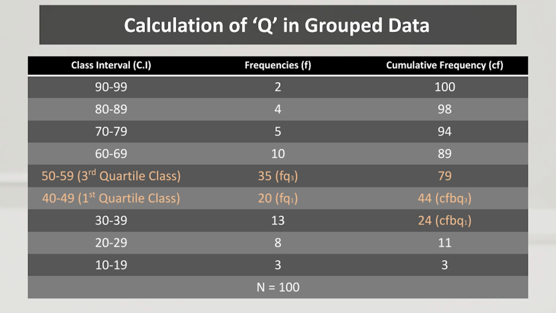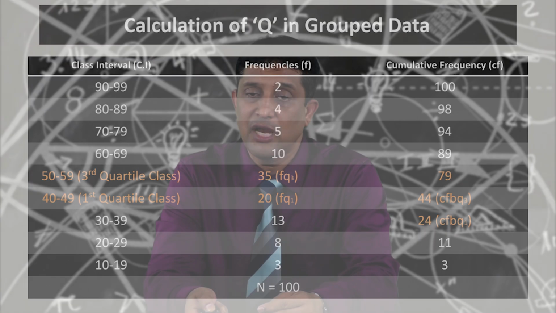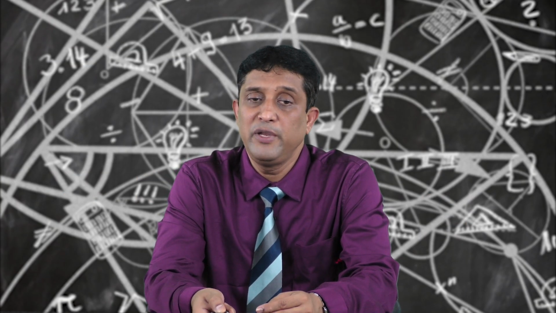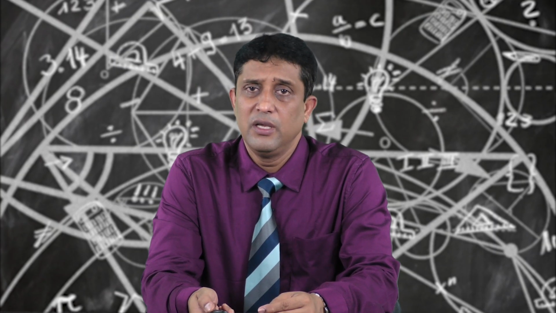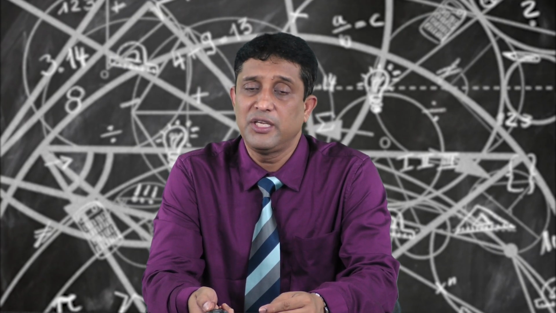So how have we calculated the cumulative frequency? From the lowest class interval, the frequency of the lowest class 10 to 19 is 3, and the calculation of cumulative frequency will start from here. So the cumulative frequency of 10 to 19 is 3. Then for 20 to 29, the frequency will be added cumulatively, 3 plus 8 is 11. Then for 30 to 39, 3 plus 8 plus 13 is 24. Then 24 plus 20 is 44. 44 plus 35 is 79. So accordingly, the frequencies will increase cumulatively.